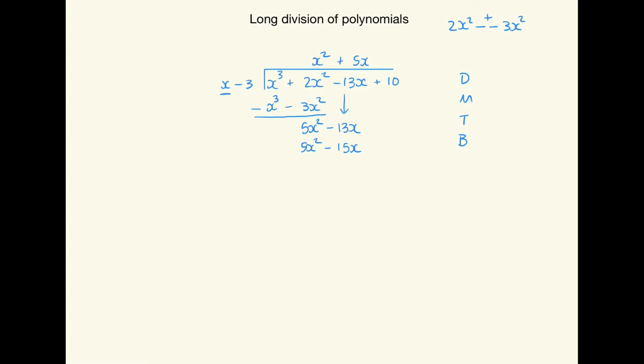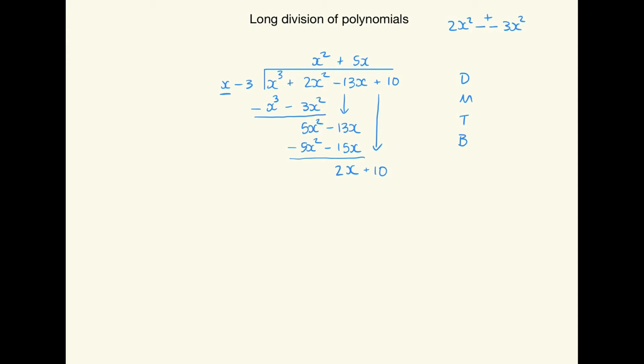We've multiplied. We're now going to take away. So 5x squared minus 13x minus 5x squared minus 15x. So of course 5x squared minus 5x squared just leaves you with 0, but negative 13x take away negative 15x, well, that'll be the same as negative 13 add 15. So that'll be positive 2. So 2x. I've now taken away, going to bring down the positive 10 all the way down to here, positive 10.